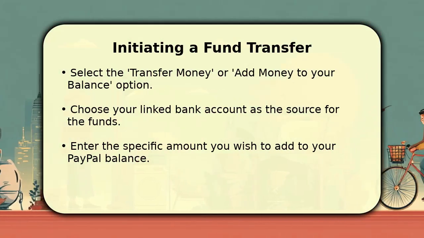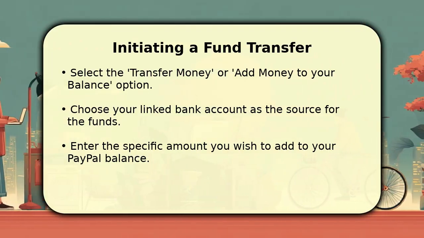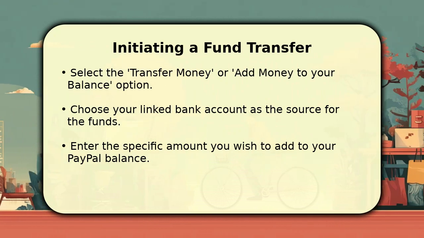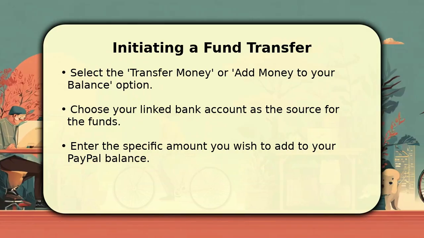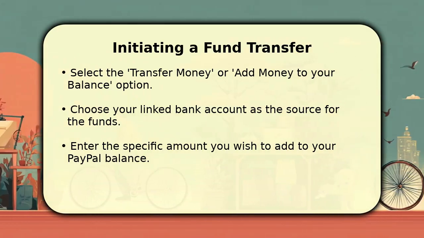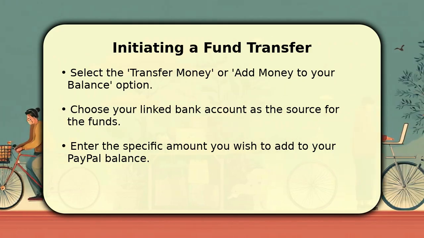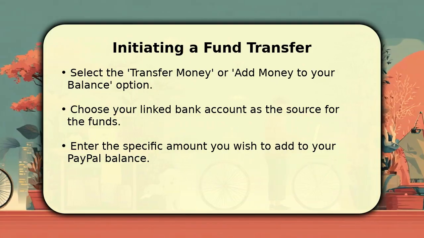With your bank account successfully linked, select the Transfer Money or Add Money to your balance option from your main PayPal summary or wallet page. Next, you will choose your confirmed bank account as the source from which you wish to transfer the funds. Carefully enter the specific amount, in whole numbers or with cents, that you desire to add to your PayPal balance, keeping any daily limits in mind.